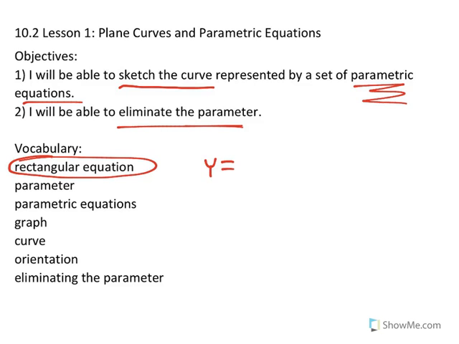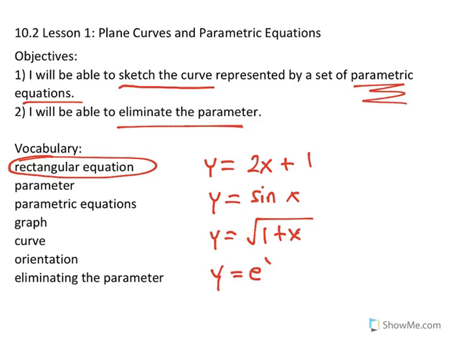For example, y is equal to 2x plus 1, y is equal to sine x, y is equal to the square root of 1 plus x. These are all rectangular equations where you have y as a function of x, or even x as a function of y. They involve the two variables x and y. And when you graph them, you graph them on the rectangular coordinate plane with an x-axis and a y-axis.